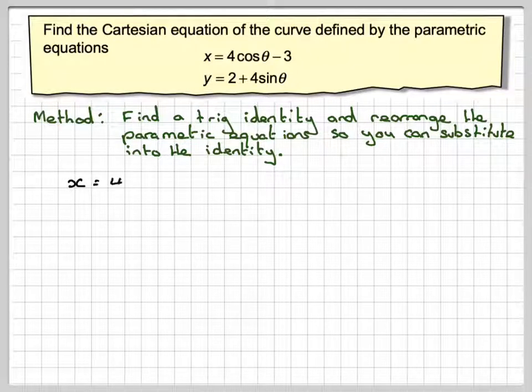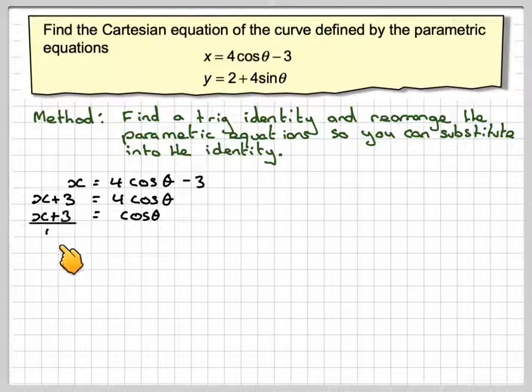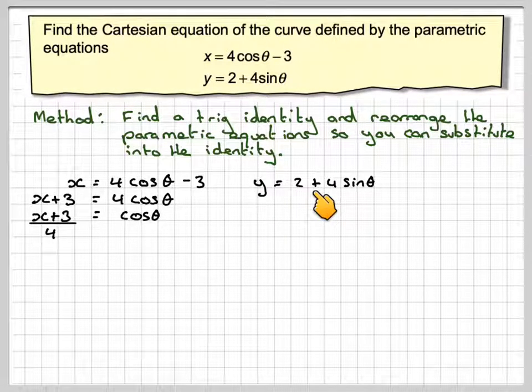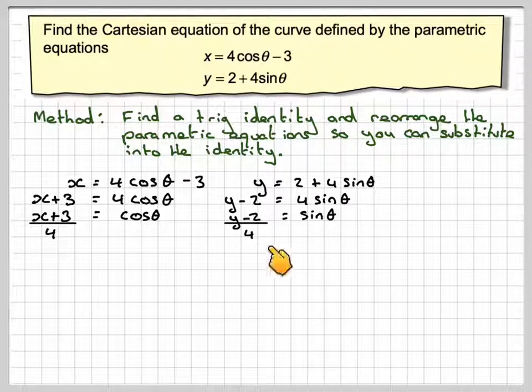So we've got that x is 4 cos theta minus 3. So making cos theta the subject, we're going to get x plus 3 is equal to 4 cos theta. Cos theta is (x plus 3) over 4. And here we've got y is equal to 2 plus 4 sine theta. So doing a similar sort of thing, y minus 2 is equal to 4 sine theta. Therefore, sine theta will be (y minus 2) over 4.